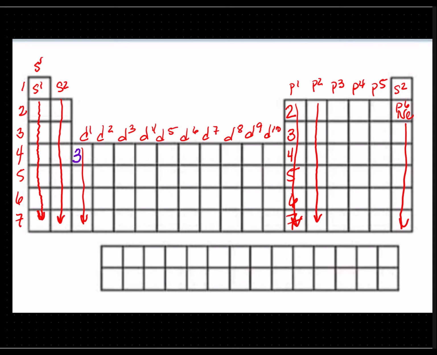So this will be 3D. The next row will be 4D, again off by 1 period. The 6th period will be the 5th D block, and the 7th will be the 6th D block.